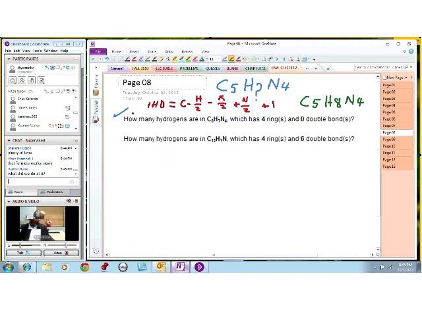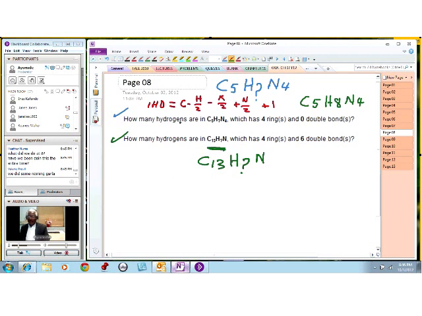Let me call on Lorena. Go ahead and read this for us. How many hydrogens are in C13H(N), which has 4 rings and 6 double bonds? Okay, how many hydrogens are in? Very good, thank you. The formula they have given us here is C13, and then there is a question mark and 1 nitrogen. So in other words, they are asking you, how many hydrogens do you have in this molecule? Okay, that is what they are asking here.